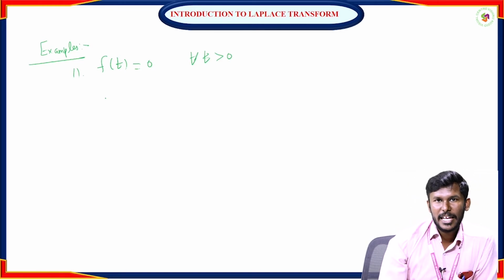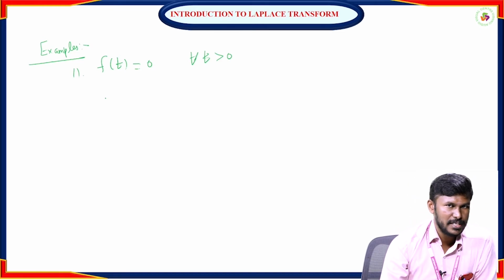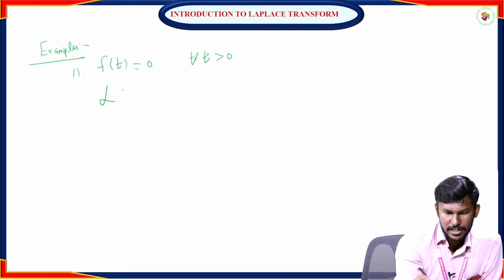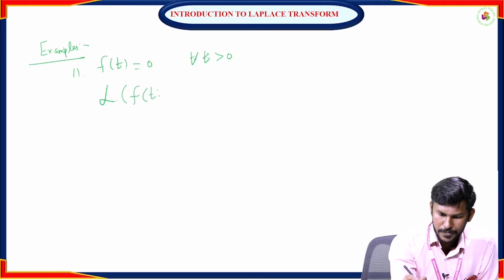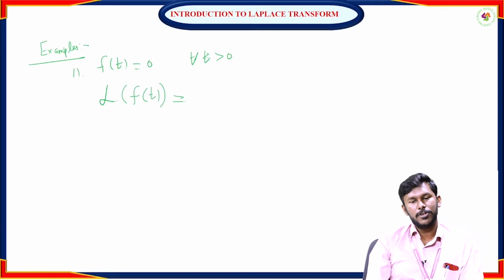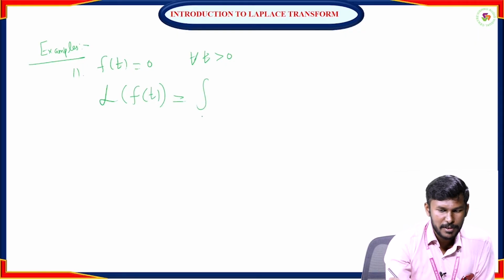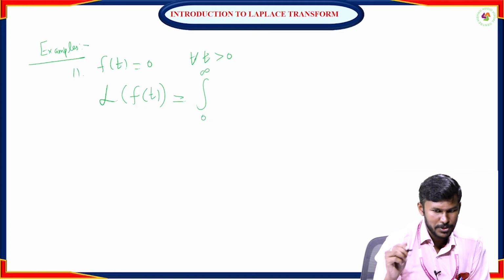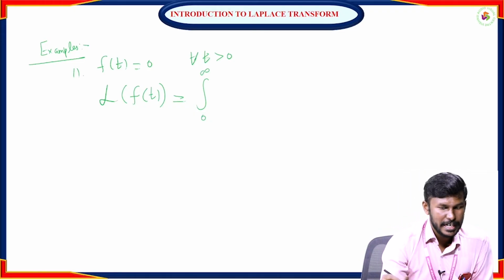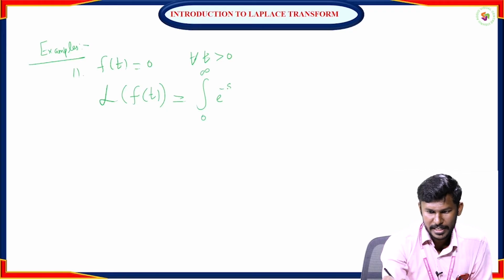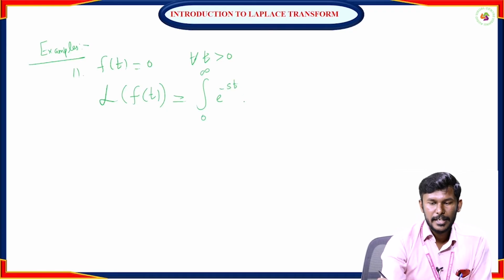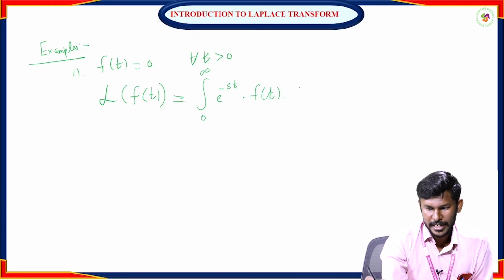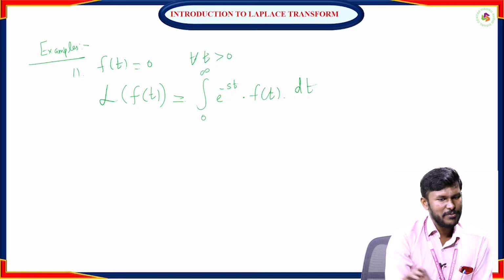We know the integral kernel is e power minus st. So what is my Laplace transform of f of t? It is equal to the integral with limits from 0 to infinity, because t is positive only, of e power minus st into f of t dt. This is the main Laplace formula.